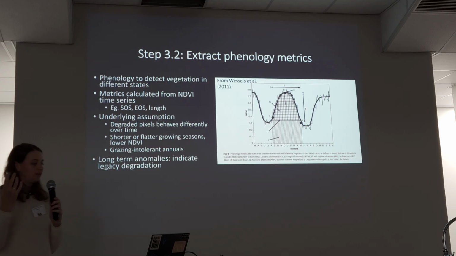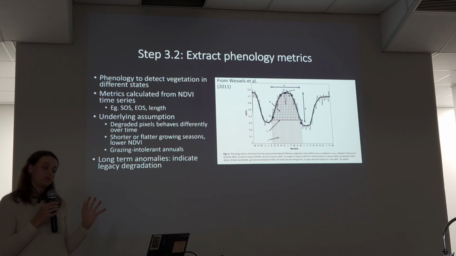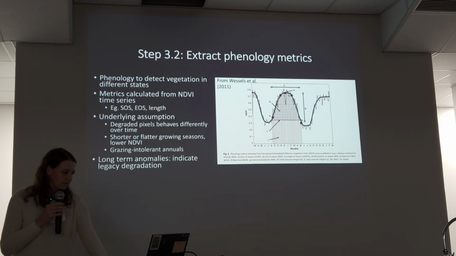And then the underlying assumption is that degraded pixels behave differently over time to intact pixels. So they usually have shorter growing seasons because of grazing tolerant annual plants. And then they will have flatter curves, usually. And then you can also detect long-term anomalies of this, which could indicate legacy degradation.